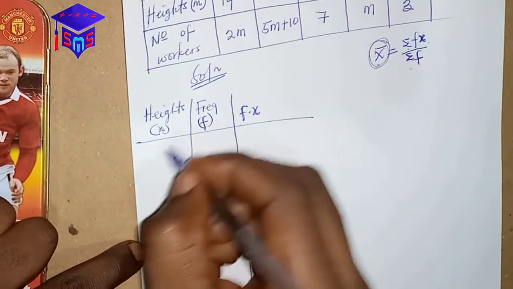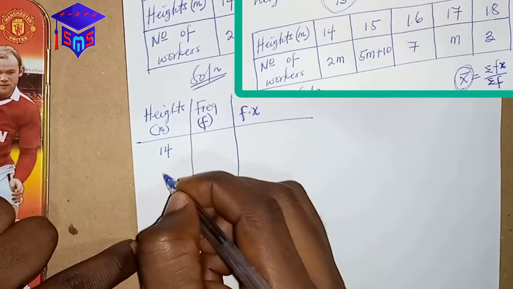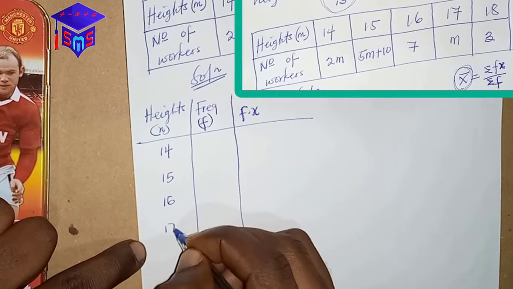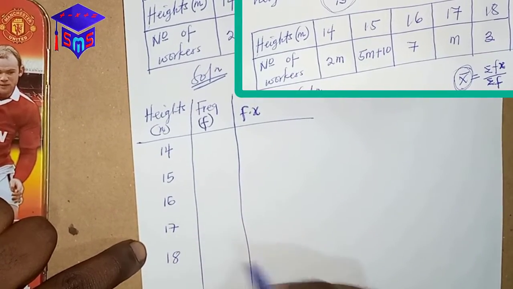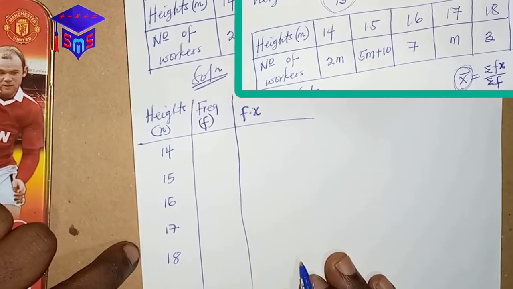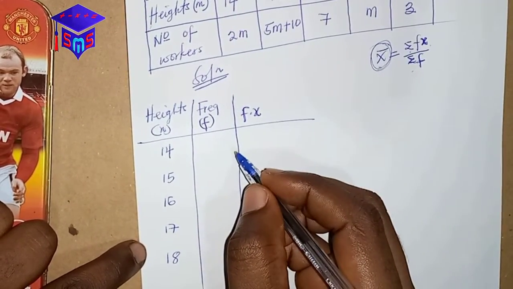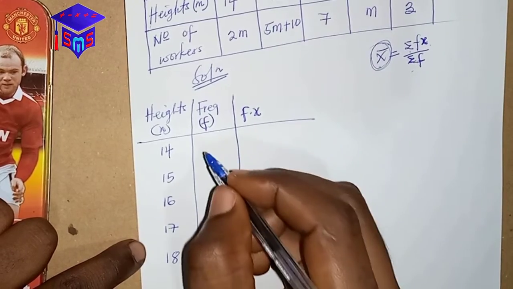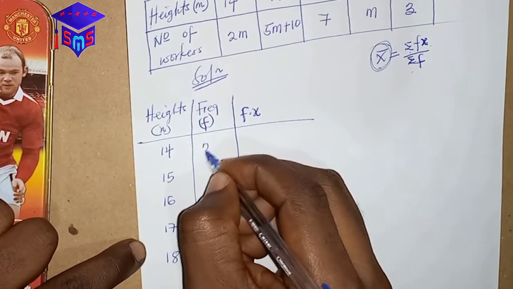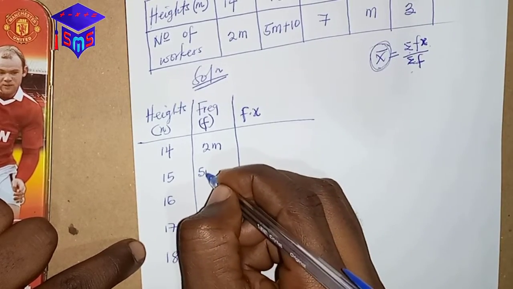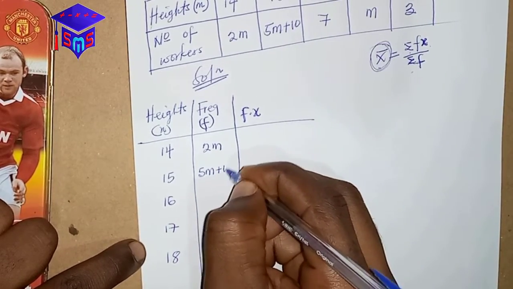All right, so the first x value is 14, the next is 15, we have 16, and then 17, and then the last one is what? 18. All right, now the frequency for 14 is 2m, and then 15 is 5m plus 10.